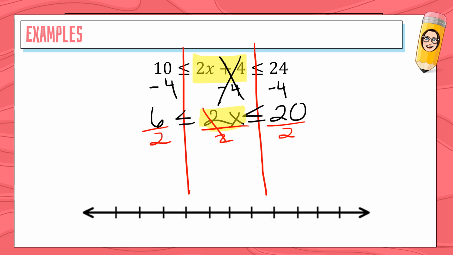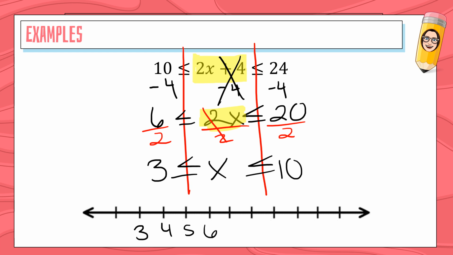Opposites cancel. X is now isolated. Take care of your calculations. Throw those numbers on a number line. I don't need every number, but I need it evenly spaced correctly. Both values get a solid dot.